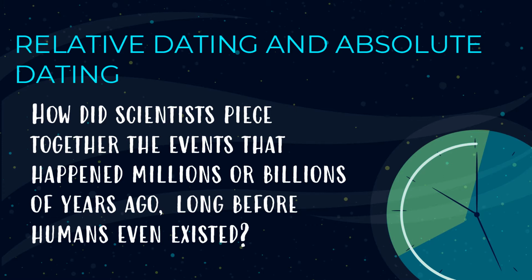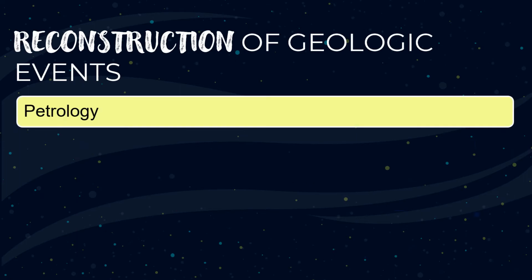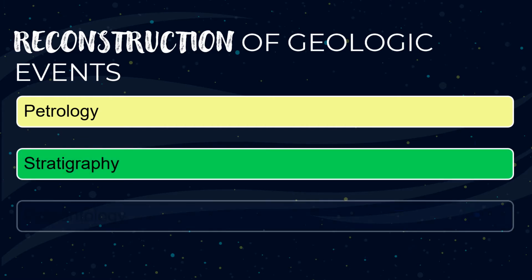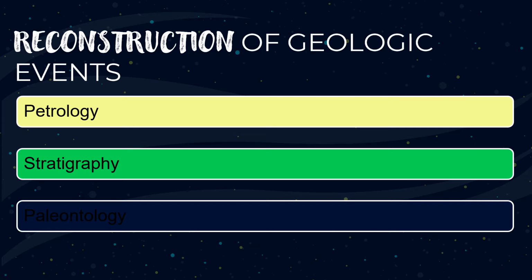So the question is, how did scientists piece together the events that happened millions or billions of years ago, long before humans even existed? So geologists reconstruct the sequence of events from the study of petrology, of stratigraphy, and also of paleontology. So these are the things that they studied for them to be able to reconstruct the sequence of events that happened on Earth.